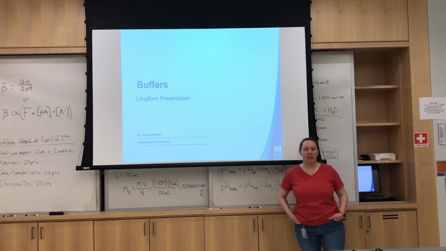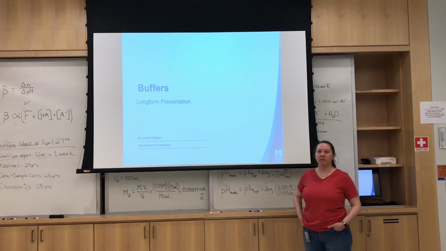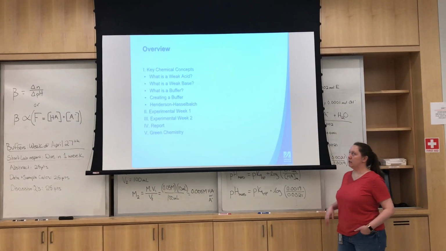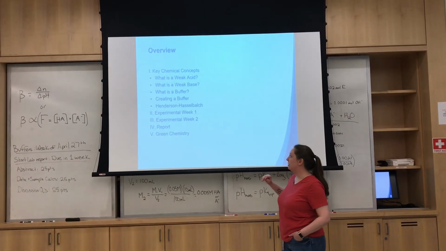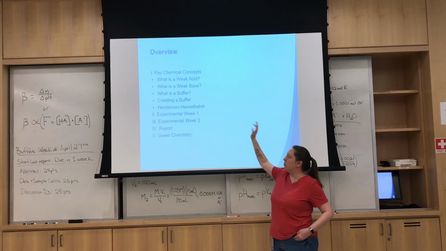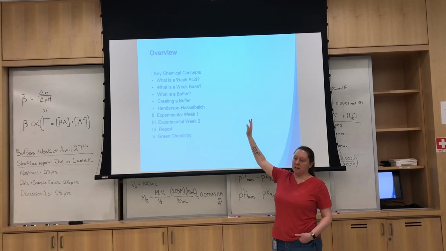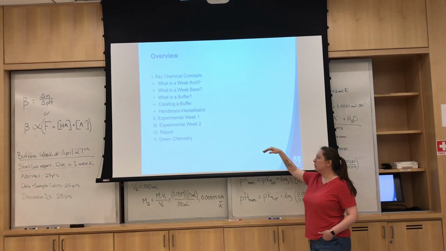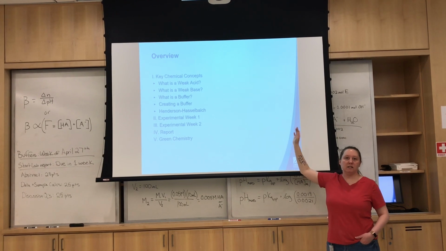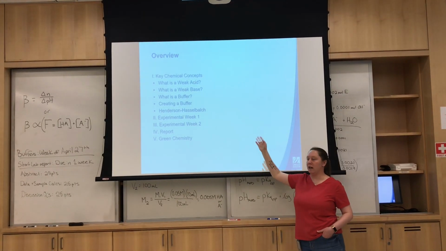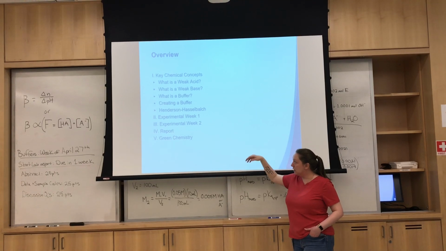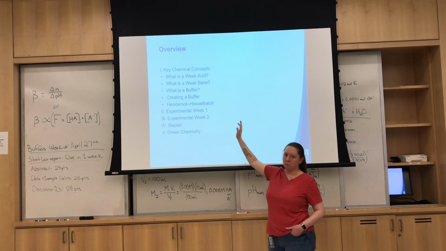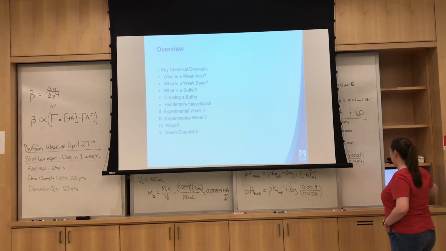Okay, so this week we are doing the buffers experiment. This is the overview of what I'm going to be talking about today. Quickly, we are going to be going over what is a weak acid, very quickly what is a weak base, how to make a buffer, deriving the Henderson-Hasselbalch equation and how we can use that for buffers. Then I will be going through the experimental part on the board, not on the lecture.